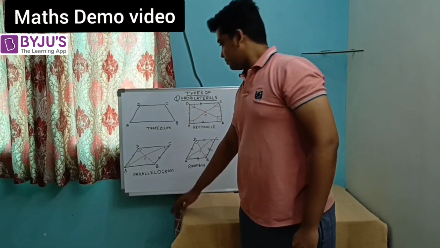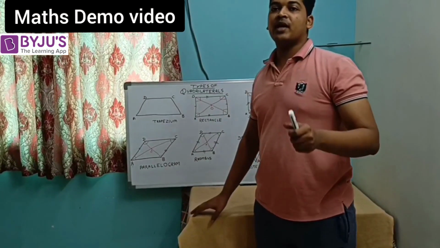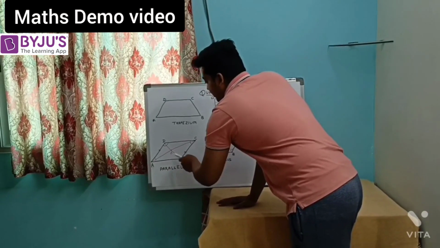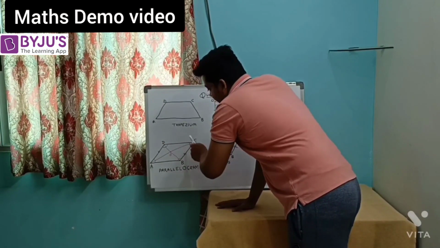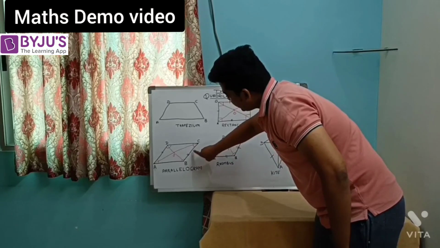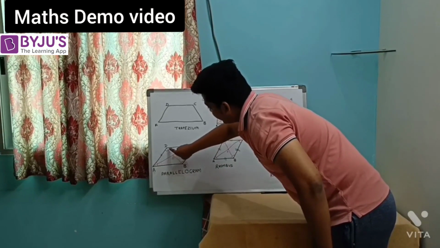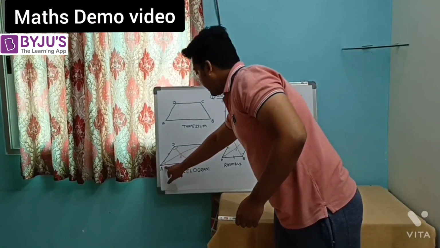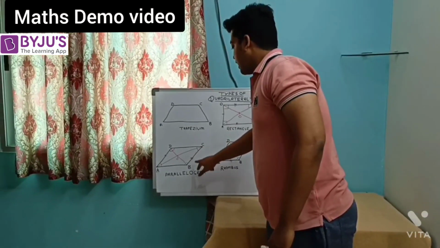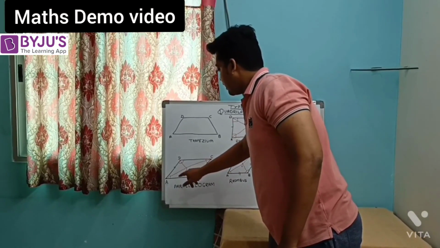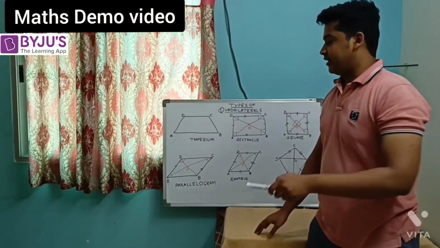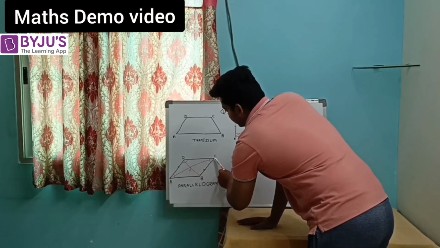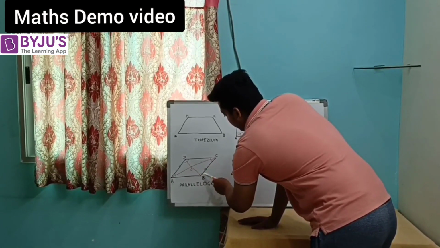Let's move to parallelogram. A parallelogram is formed when both pairs of opposite sides are equal and parallel to each other. Side AB is parallel and equal to side DC, as well as side BC is parallel and equal to side DA, and opposite angles in a parallelogram are also equal. Angle A is equal to angle C, angle B is equal to angle D, and the diagonals also bisect each other, which means AO is equal to OC and DO is equal to OB.